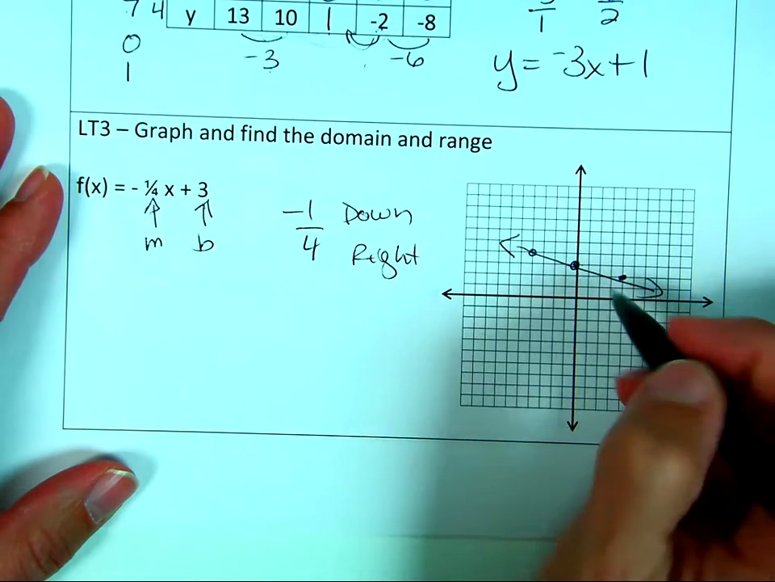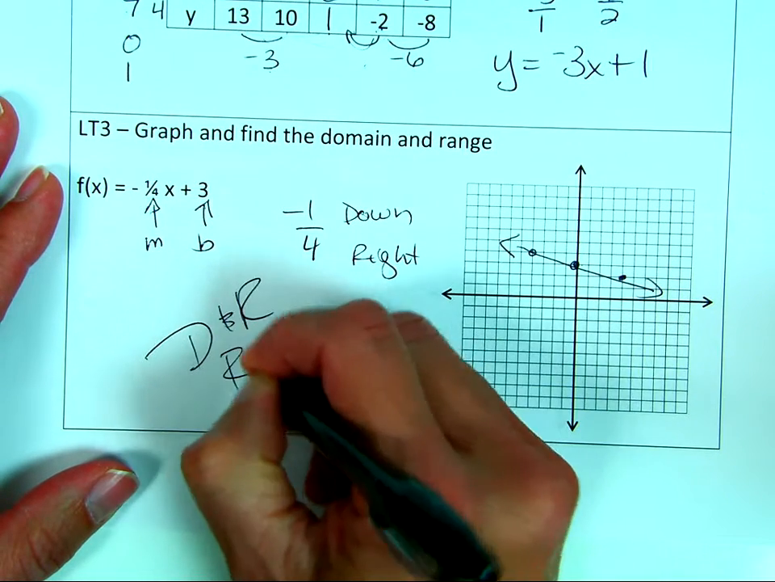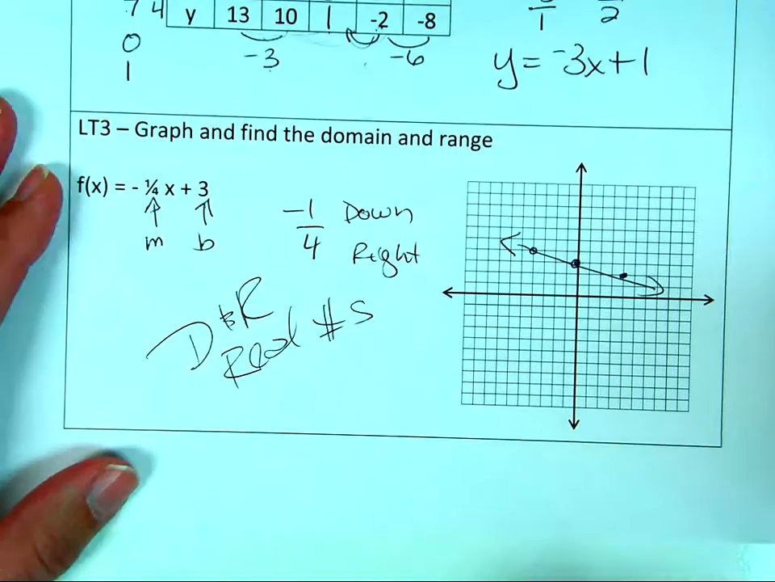And remember, for a line that's slanted, the domain and range are always all real numbers because it goes left forever, right forever, up forever, down forever.